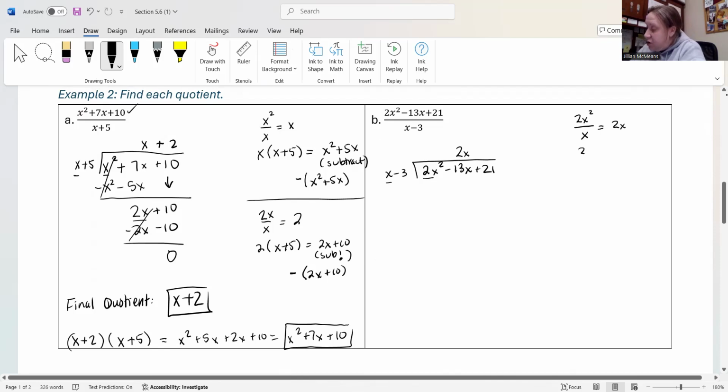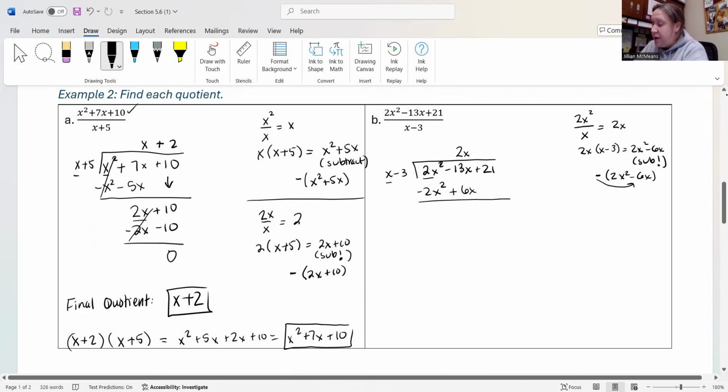Now I've got to take my 2x and multiply it by my divisor, which is x minus 3. So that gives me 2x squared minus 6x. But remember, we have to subtract this. So we basically just distribute a -1 through 2x squared minus 6x. And what that does is it changes those signs. So I'm going to subtract 2x squared. I'm going to add 6x because when I take a negative and multiply it by a negative, it becomes addition. So watch your signs very, very carefully.